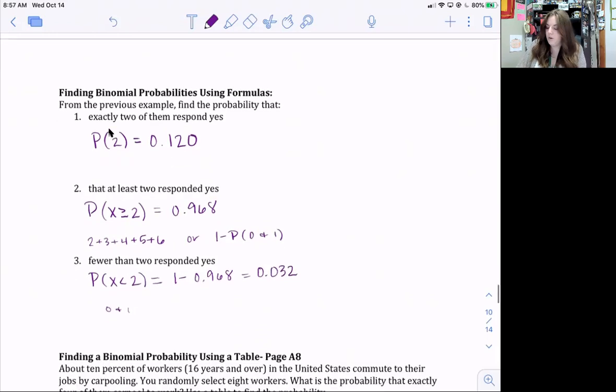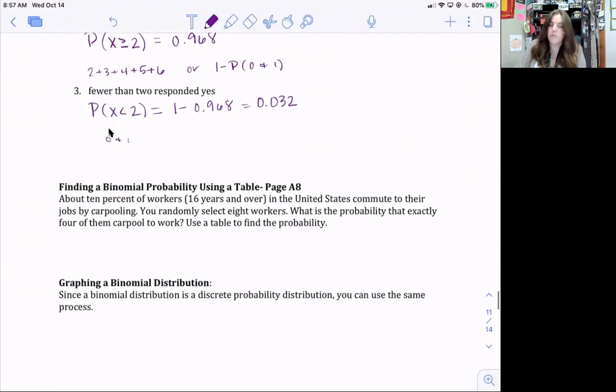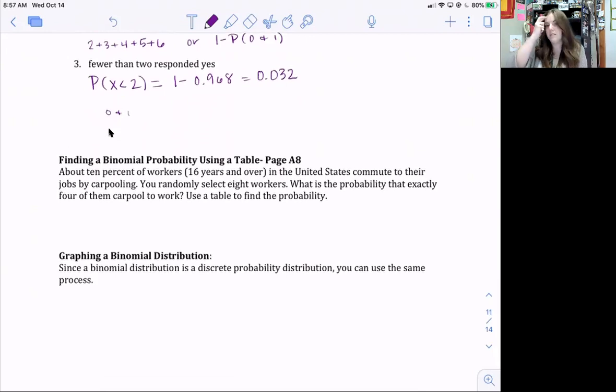All right, so we also have a binomial probability table, okay? And that is in your booklet that I gave you. So about 10% of workers 16 and over in the United States commute to their jobs by carpooling. You randomly select 8 workers. What is the probability that exactly 4 of them carpool to work? Use the table to find the probability. So first off, let's find our probability of success. So our p-value is 10%, so 0.10. And then we need to find our value of n, which is 8.